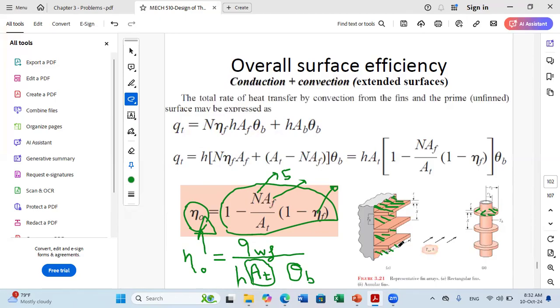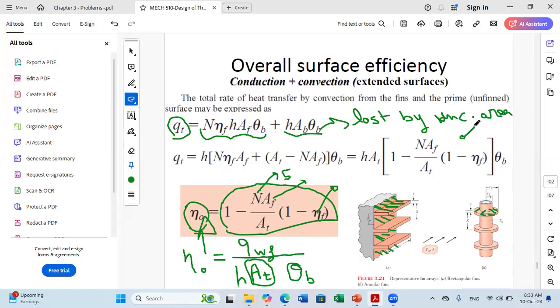A second approach, if you want, is to divide the calculation. Is to say that if I have fins, the total loss will be divided into 2 parts. One part that is lost by fins, and one part that is lost by the uncovered area of the base.